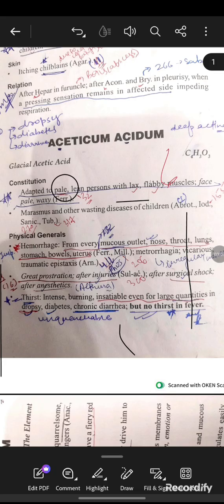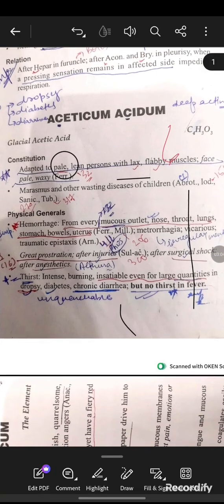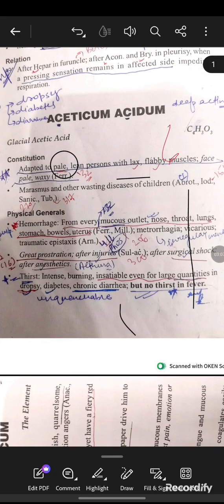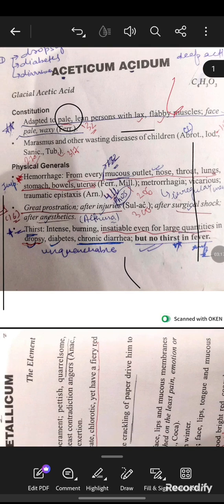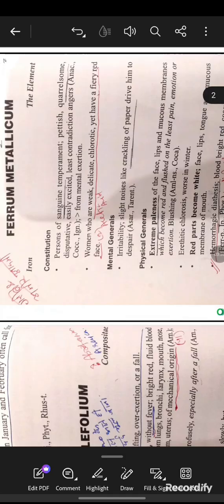Okay. The next point is physical general. There is hemorrhage. Hemorrhage from every mucous outlet. For example, nose, throat, lungs, stomach, bowels, uterus. Okay, hemorrhage from every mucous outlet, and then bracket medicine is ferrum. Actually, this is ferrum phos. So this is not in this Allen's. Forget it. We go for medicine millifolium, page number 206.